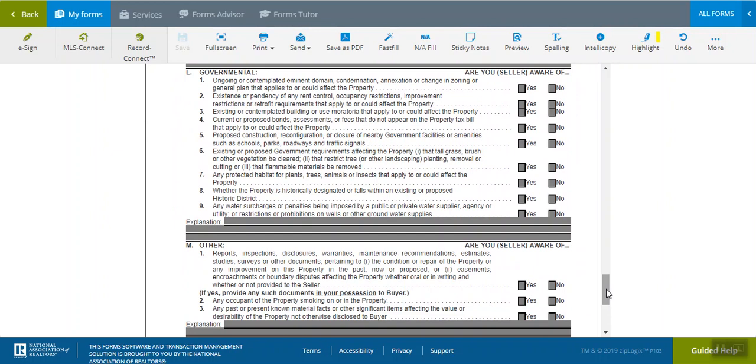The second to last part has 9 questions on governmental issues, whether the seller is aware of any eminent domain, rent control, special assessments, or penalties imposed. If any questions were answered yes, the seller needs to give an explanation.